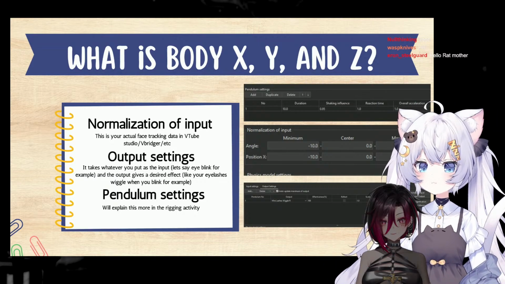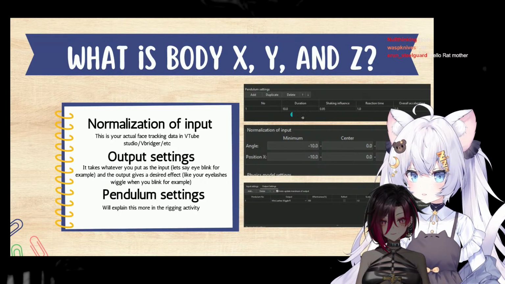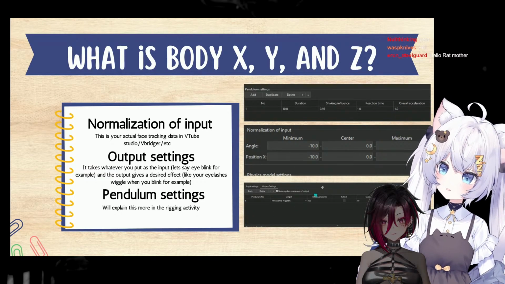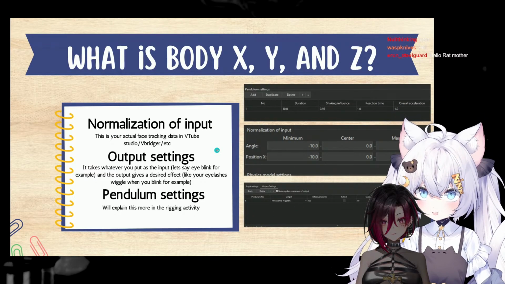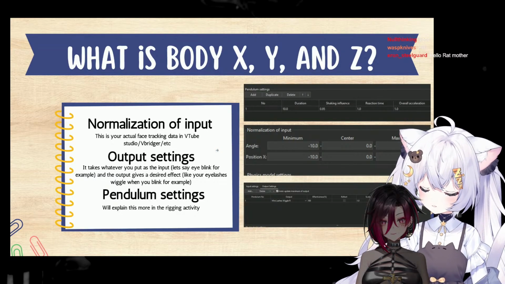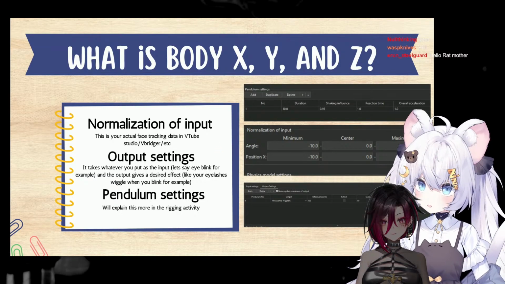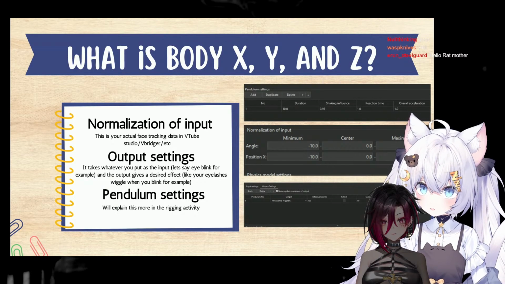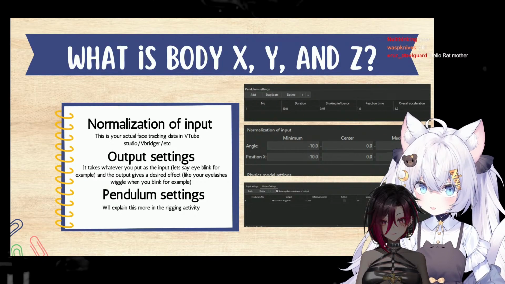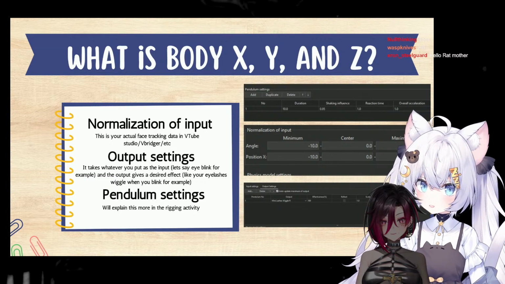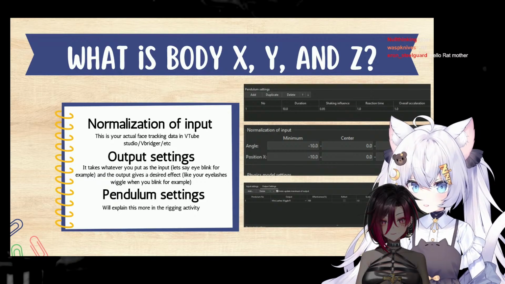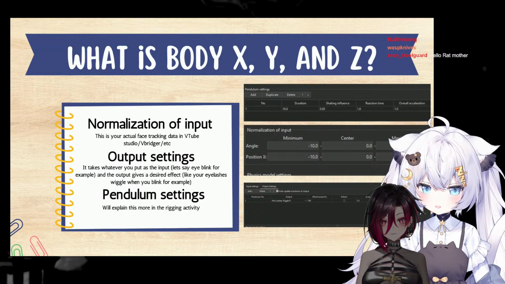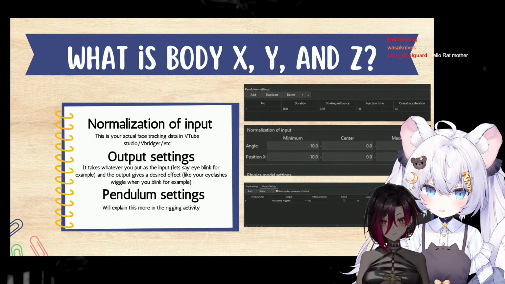So here are some different settings that are in the animation window. We have the pendulum settings, we have the normalization of inputs, and then we have our output settings. So the normalization of input, what that means is it's literally taking the data, the information of your actual face tracking, like when you move your face around, that data is translated into your output in either VTube Studio or VBridge or whatever application you're using. The minimum, center, and maximum is just how much of an angle of your face and the actual position of where your face is located based off of your camera. You can control how much of that it accepts as the inputs.